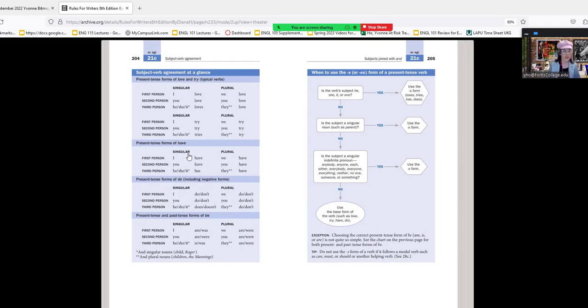Subject verb agreement at a glance. These are the verb conjugations in present tense of regular verbs. I love, you love, he or she loves, we love, you love, they love. I try, you try, he or she or it tries, we try, you try, they try. I have, you have, he or she or it has, we have, you have, they have.